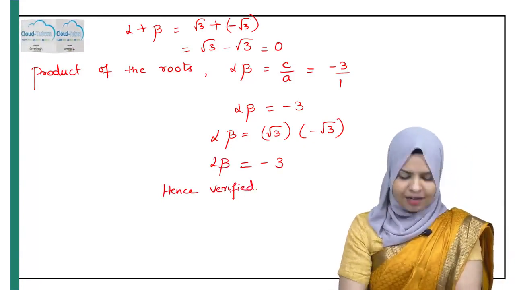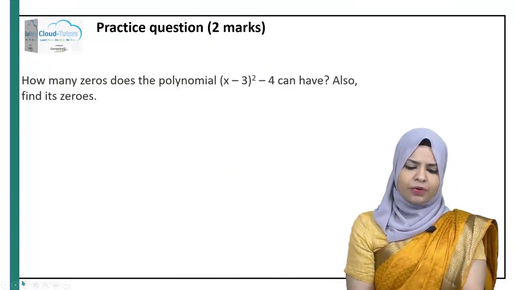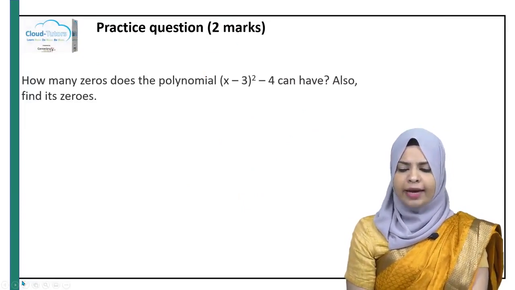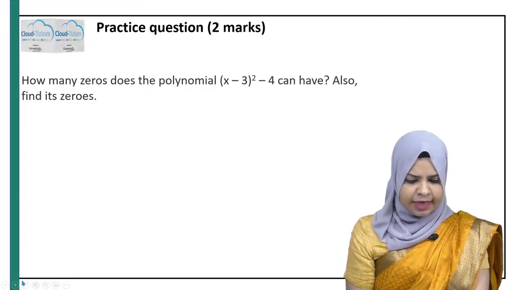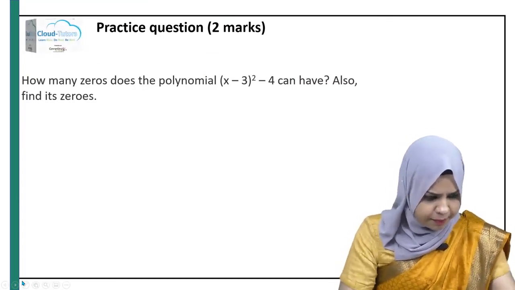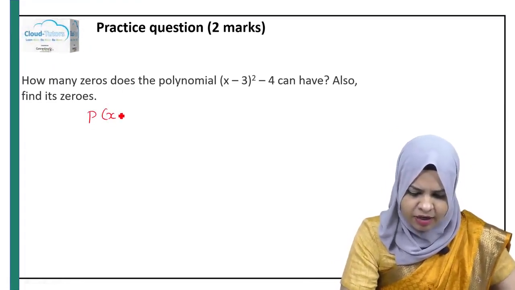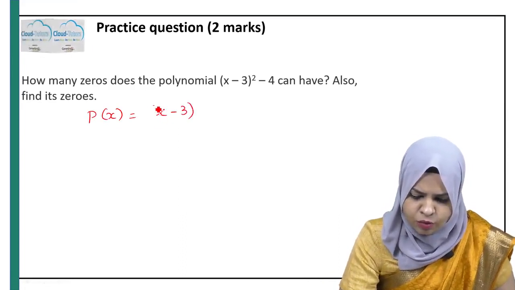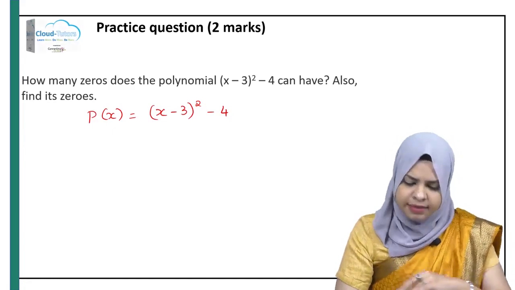I hope this is clear. Let's move on to the next question. How many zeros can the polynomial x minus 3 the whole square minus 4 have? And also find its zeros. Okay, let's do it. So here I can call this p of x, x minus 3 the whole square minus 4. Okay, let's expand this.